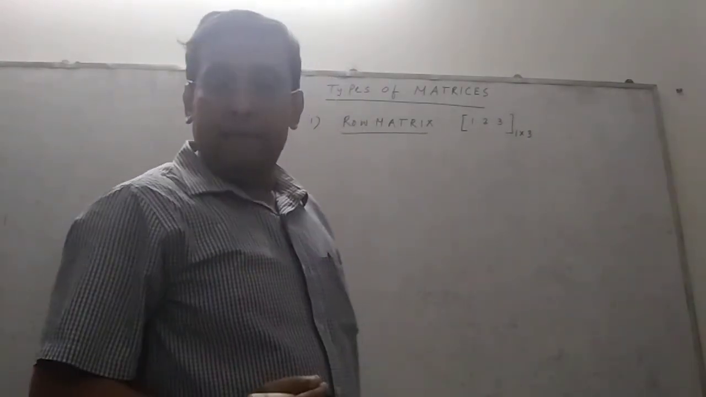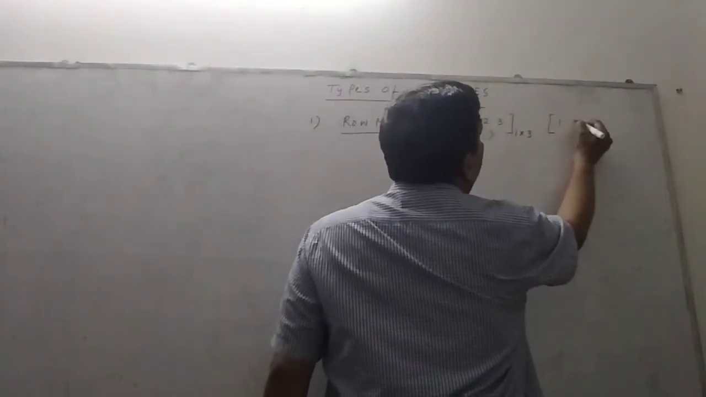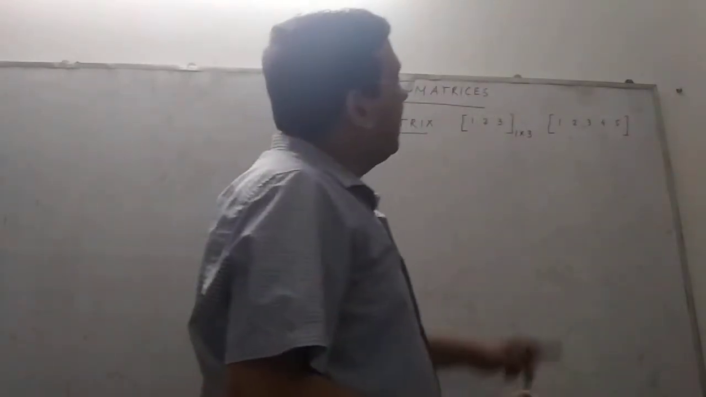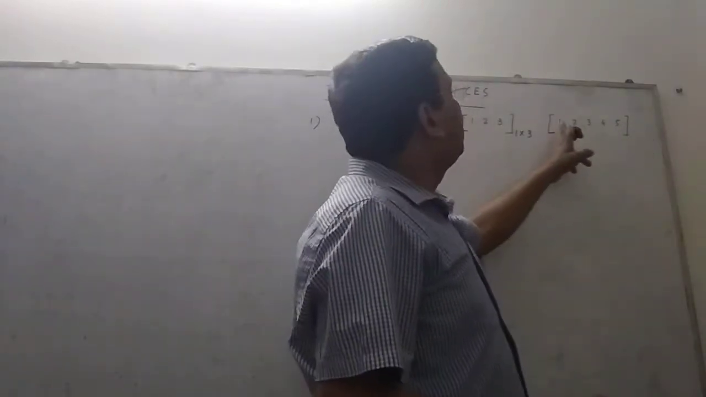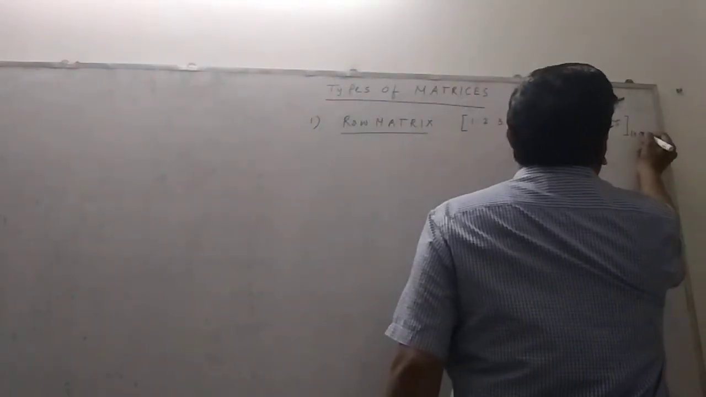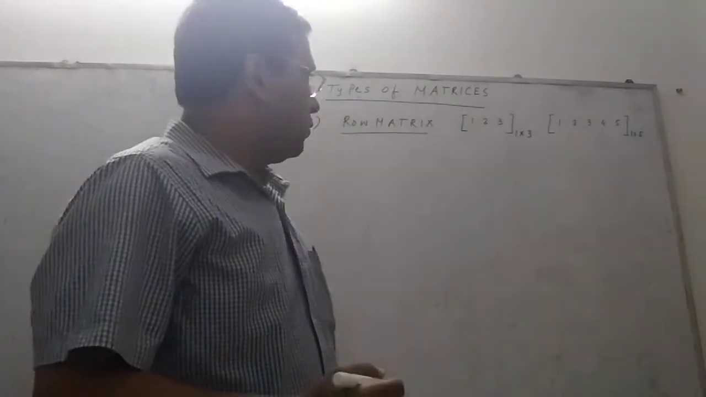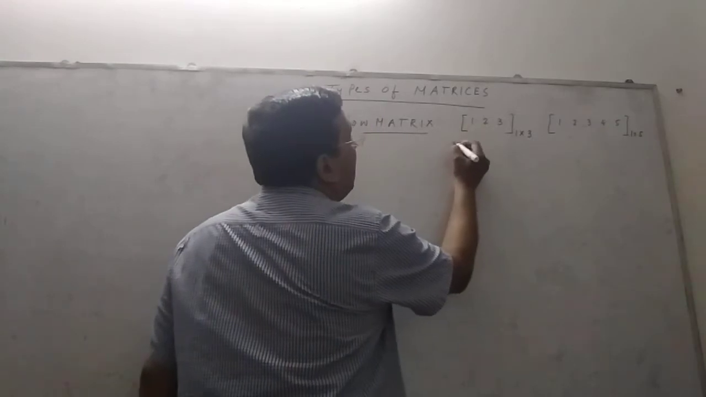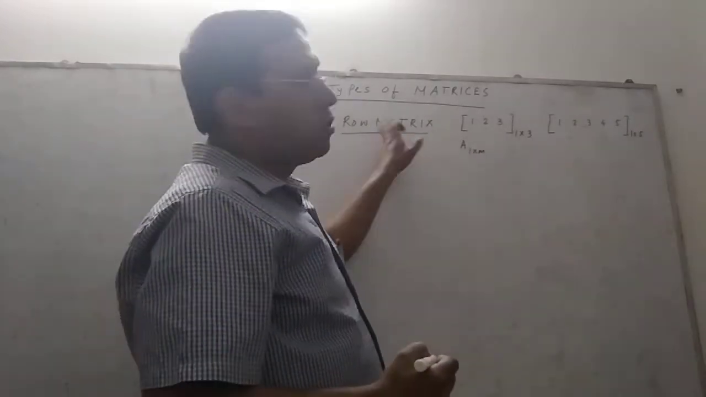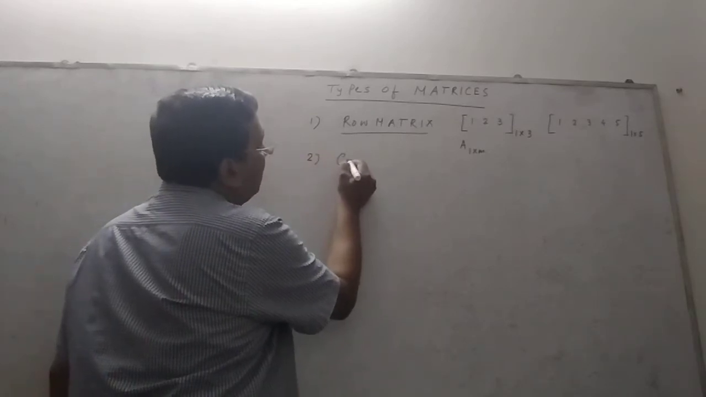Similarly, we can say that 1, 2, 3, 4, 5 is also a row matrix. And here the row is 1 and column is what? 1, 2, 3, 4, 5. So the order of this matrix is 1 into 5. So if the matrix is of the order 1 by m, this matrix is called row matrix. Understood?